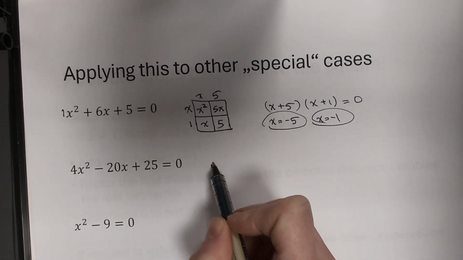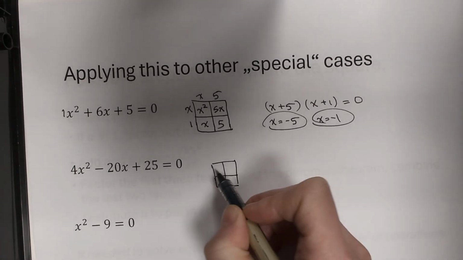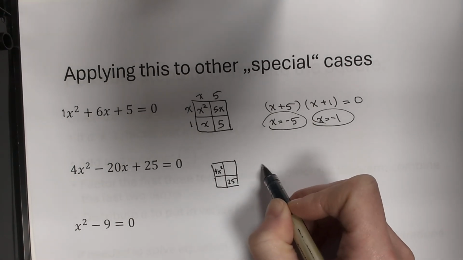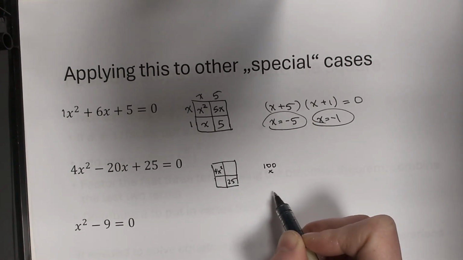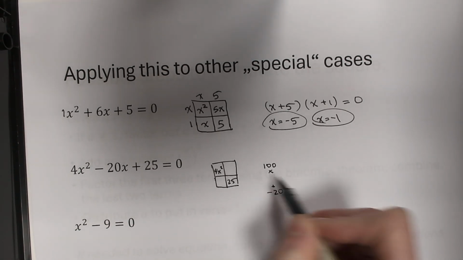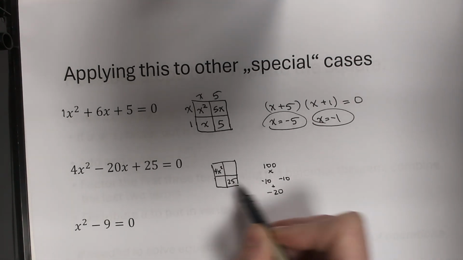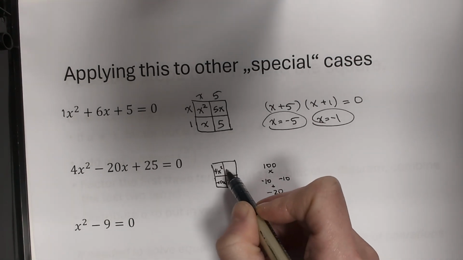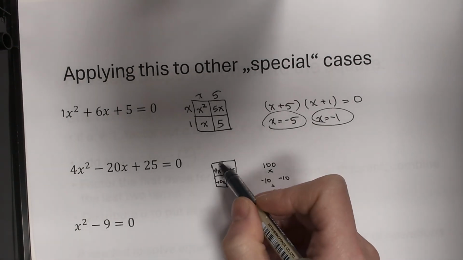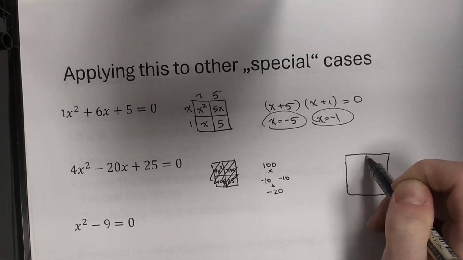Okay, here's another one. There's no greatest common factor in here. Getting smaller with my boxes, I need to be careful. 4x squared, 25. 4 times 25 is 100, and I'm looking for two things that multiply to 100 and add to negative 20. And negative 10 times negative 10 is 100 positive. I'll make the boxes bigger. That's quite difficult to see. Negative 10 plus negative 10 is negative 20.